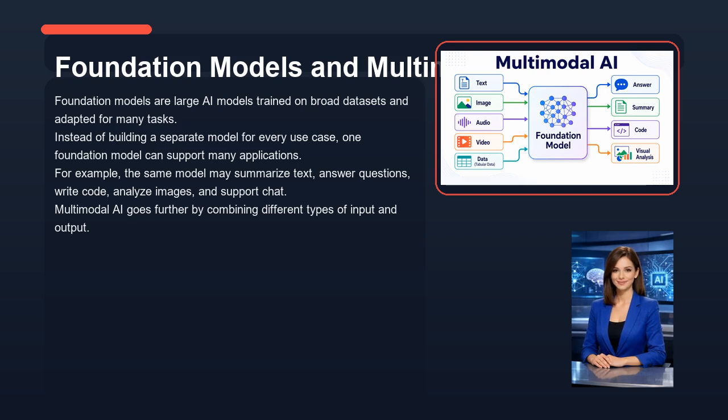Multimodal AI goes further by combining different types of input and output. It can understand text, images, audio, video, and structured data together. This is a major step toward more flexible and general-purpose AI systems.